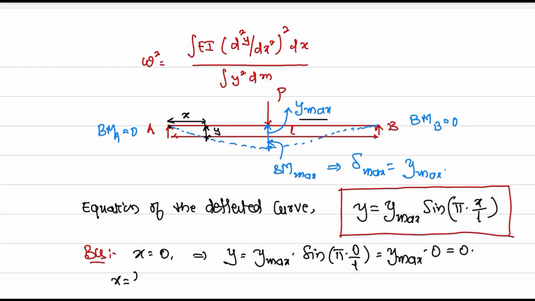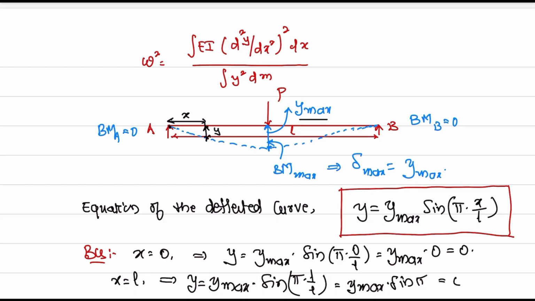And at x is equal to L, y is equal to y max into sin pi into L by L. That is sin pi, and sin pi is 0, so y max into 0 is equal to 0. That means here also the boundary condition is satisfied. At both the ends, the boundary condition is satisfied. That means we can say this equation is valid.